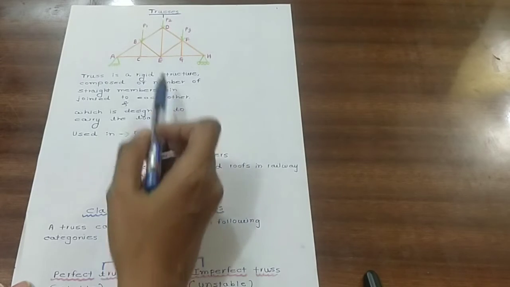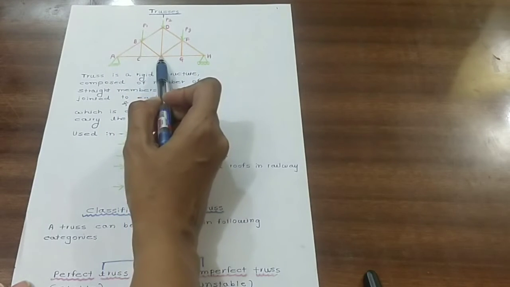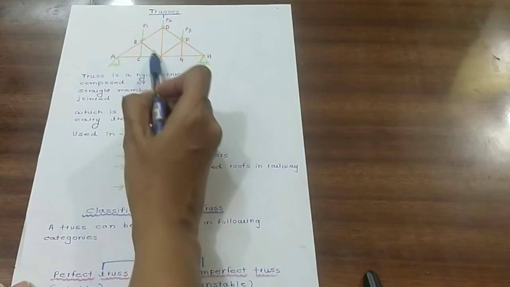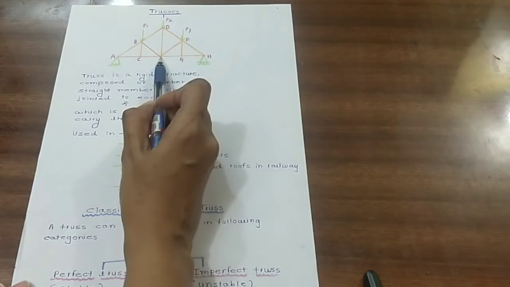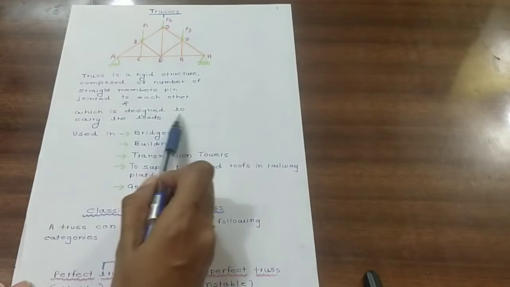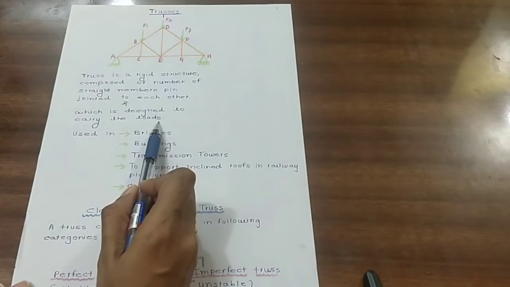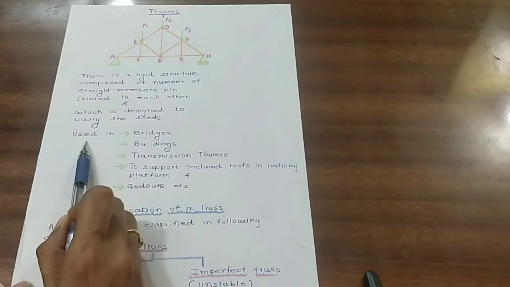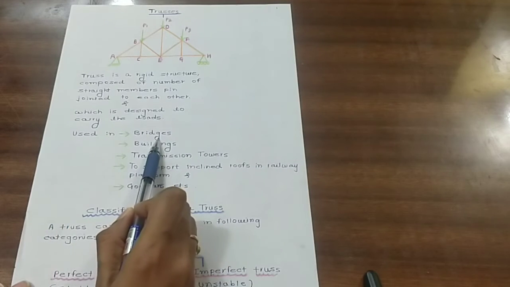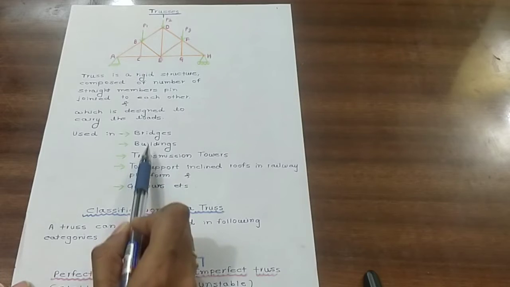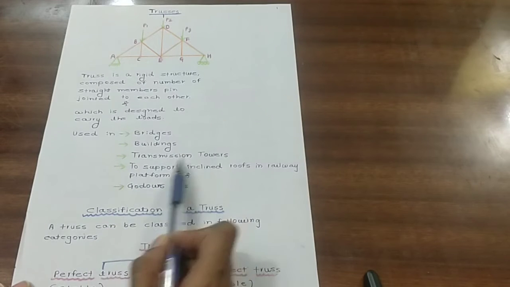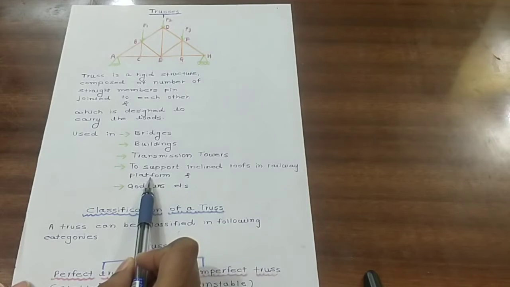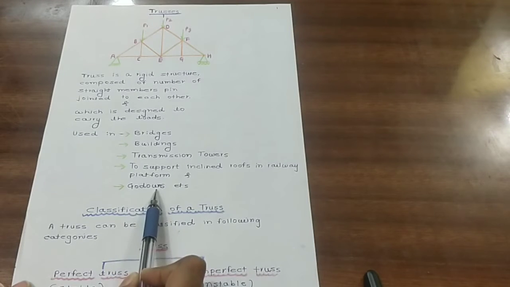So basically, trusses are straight members which are connected at the joints and designed to carry the loads. Trusses are used in bridges, buildings, transmission towers, to support inclined roofs in railway platforms and also godowns.